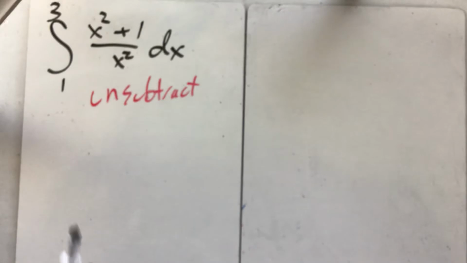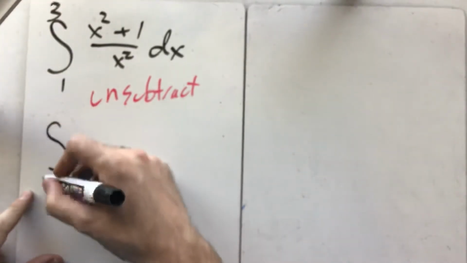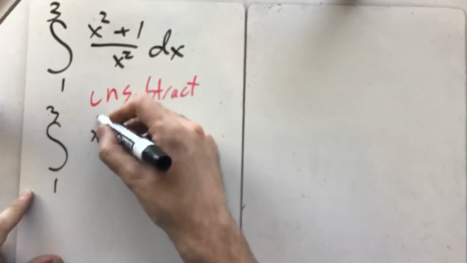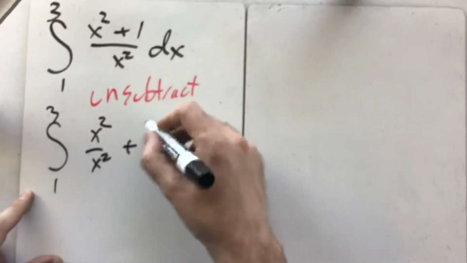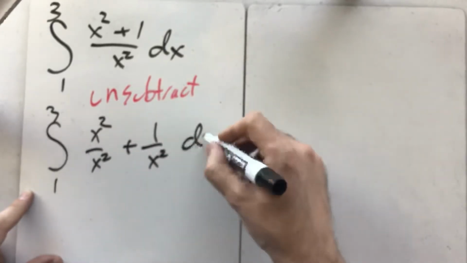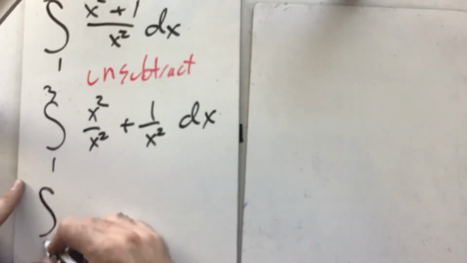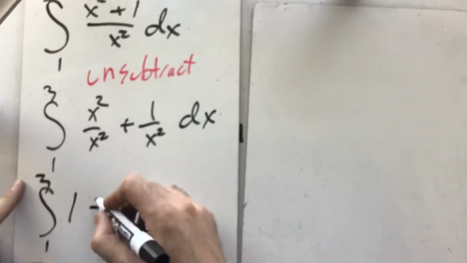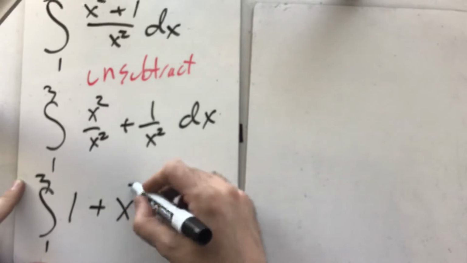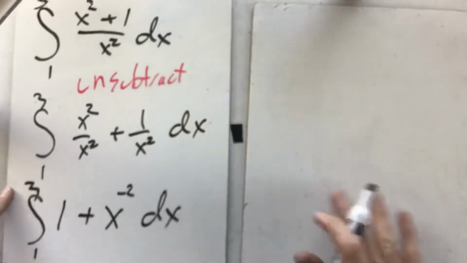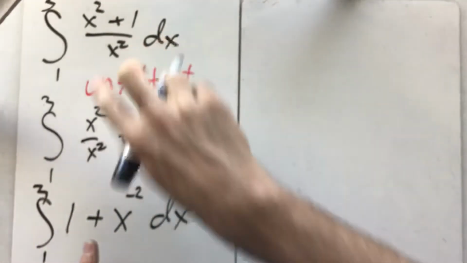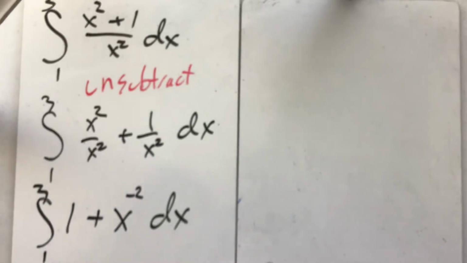So to unsubtract, this makes our problem the integral from 1 to 3 of x squared over x squared plus 1 over x squared dx. And that means our problem is actually the integral from 1 to 3 of 1 plus 1 over x squared, and so that's x to the negative 2 dx. Now, this is a lot more complicated than this. This one is pretty simple.